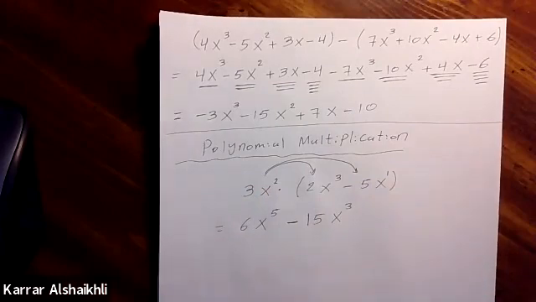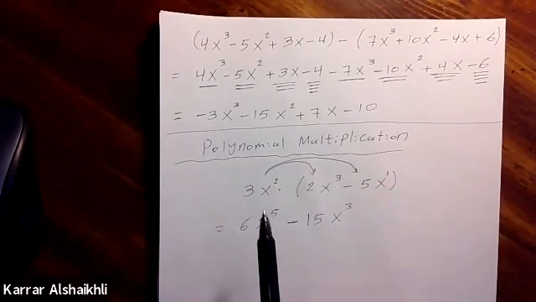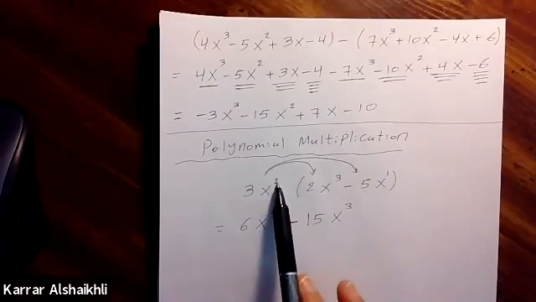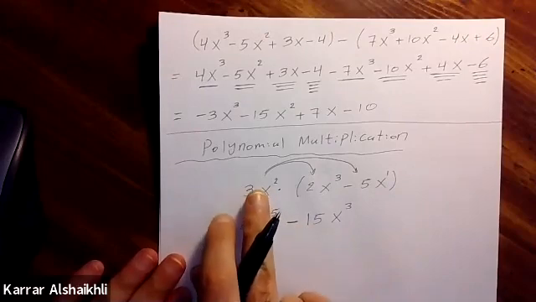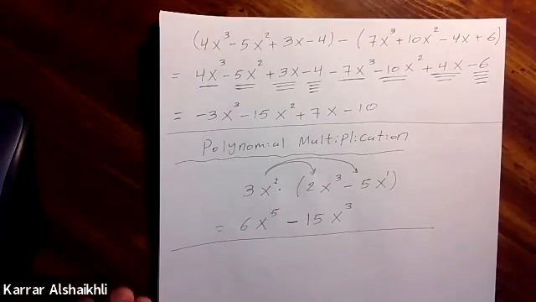We're done. 3 times 2 is going to be 6. Add the exponents. 2 plus 3 is going to be 5. 3 times negative 5 is going to be negative 15. 2 plus 1 is going to be 3. This is the solution about multiplying monomial times binomial. Let's do another example.